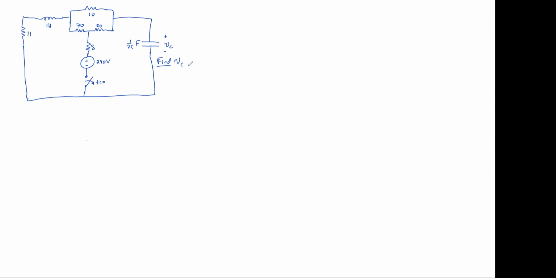What's our first step? First step is to draw for t less than 0. That's it. We need to find those initial conditions. And to do that, draw for time less than 0. And what specifically will we find? You'll find V of C and I of L. That's it. V sub C and I sub L, no matter what you're asked to find, you're going to find those guys first.